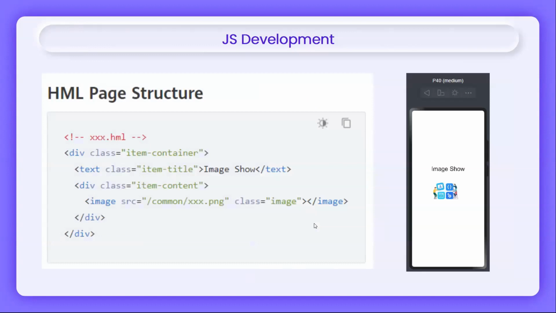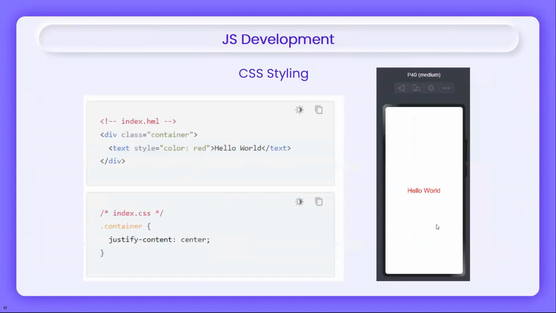So this is the HTML structure. As I was telling before, it is very much similar to HTML. You can see here I have a div container, and inside it I have an image, a show text, and then I have a PNG which can be seen in this image of the emulator. And CSS styling is basically exactly the same as you use in web development. You can see here I have used inline styling to style the hello world text as red.